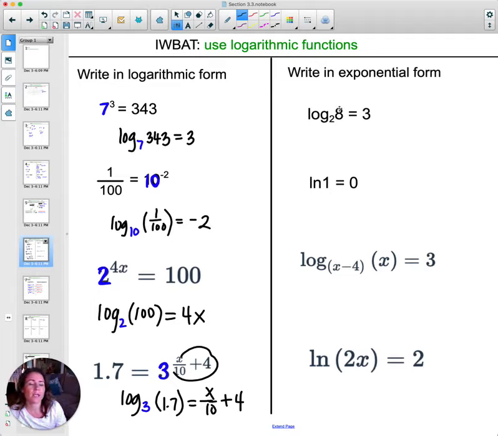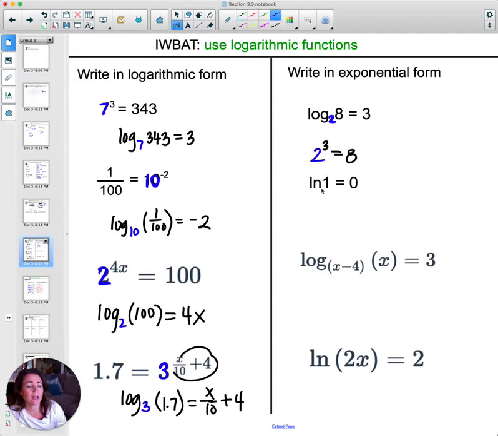So then rewriting to exponential form. Again, you want to figure out the base. So the base of this logarithm is 2. So now that's going to be the base of our exponential. Okay, input and output switch. So 2 to the third equals 8.